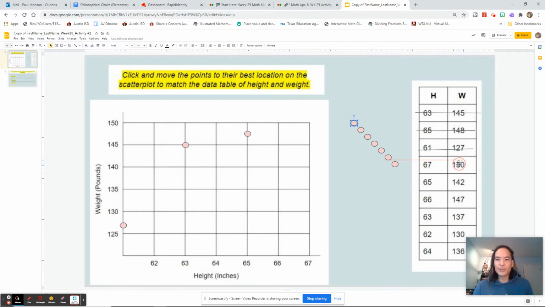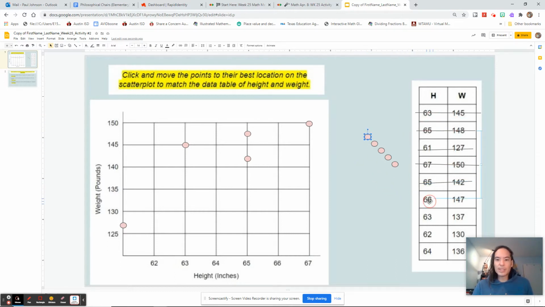67 is our input, 150 is our output. So let's run to 67, and then let's jump to 150. Boom. That is by far probably going to be the largest piece of data on our graph. You got it though. All right, next one that we're going to look at is 65 and 142. So if you are 65 inches tall, you might be 142 pounds. And that's kind of what they're saying, is like they are trying to compare height and weight. So they're trying to say, if you're taller, do you weigh more? If you're shorter, do you weigh less?